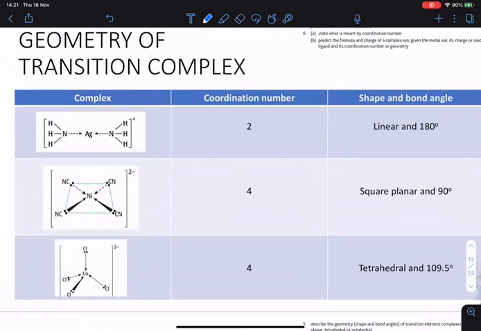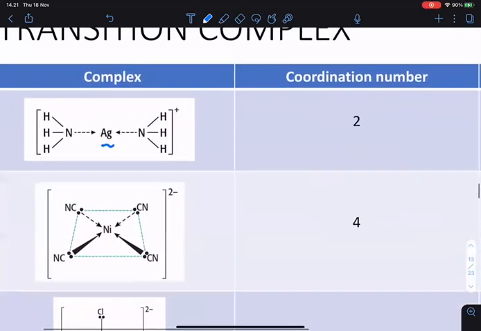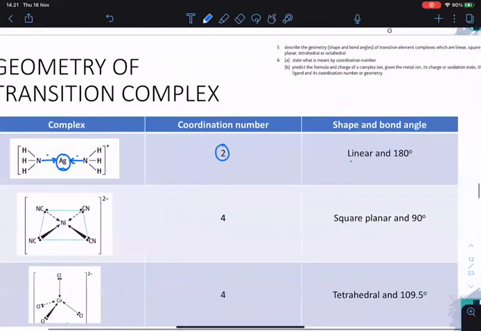Okay, geometry of transition complex. If you look at silver, you can see ammonia is going to be a monodentate. So you can see 2 bonding pairs, something like what you have learned before. If you look at the coordination number in the central atom, how many dative bonds? There are a total of 2 dative bonds. Therefore, automatically, the shape is linear, bond angle is 180.